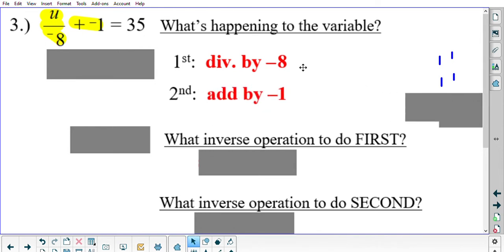That is the order of PEMDAS, ladies and gentlemen. What's happening to the variable? We multiply or divide first, add or subtract last. Now, what should be the first inverse operation?